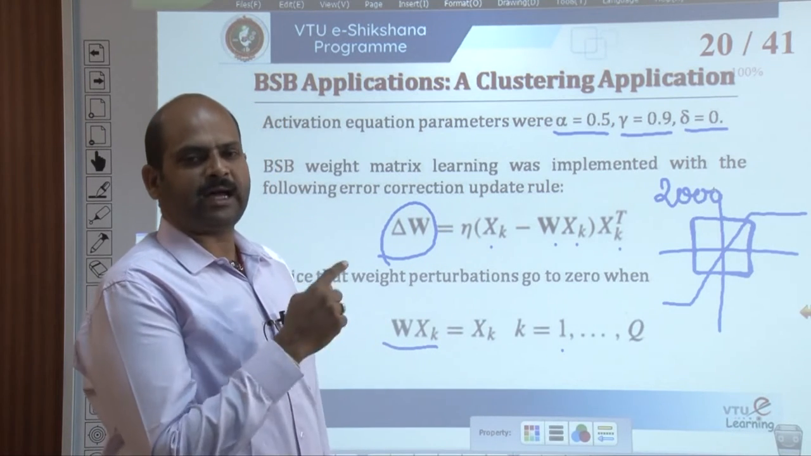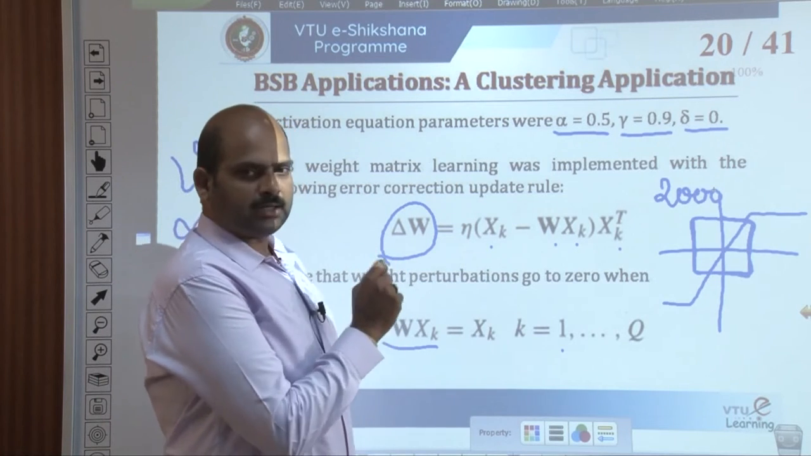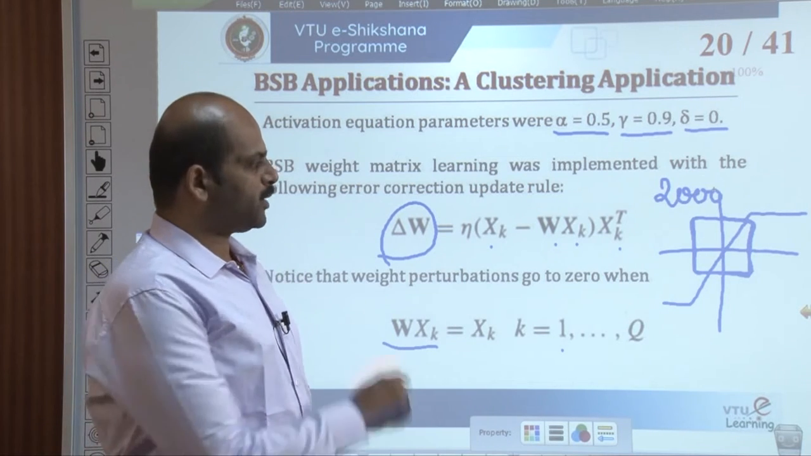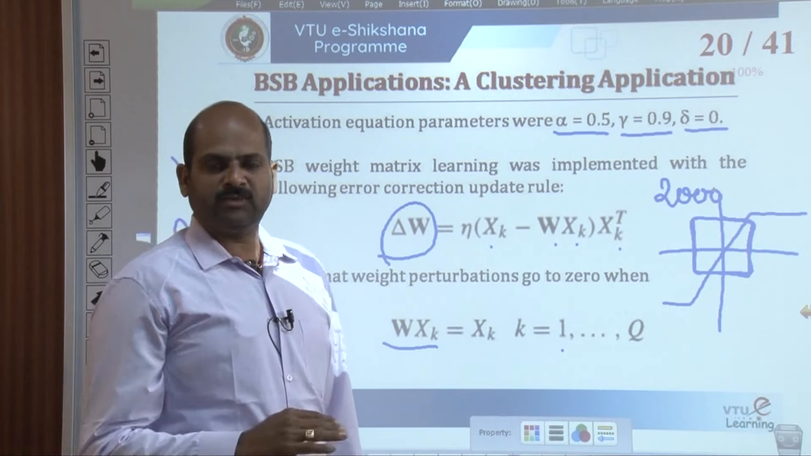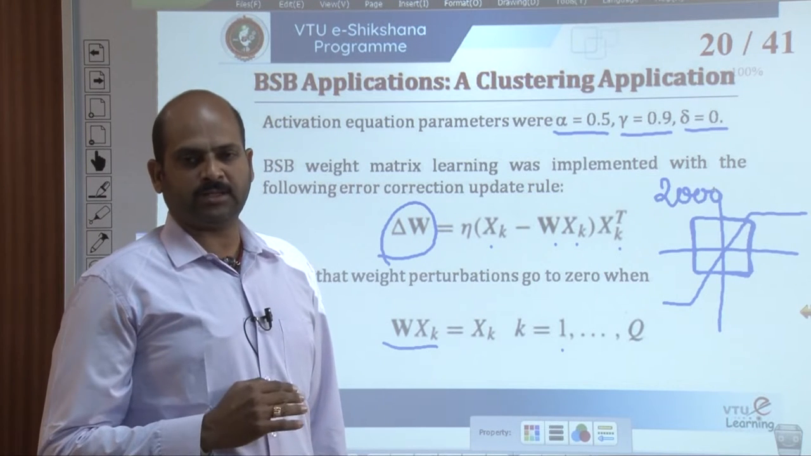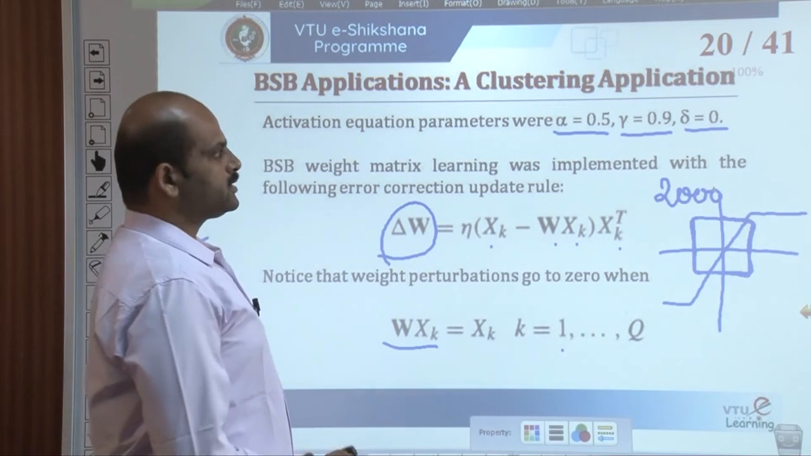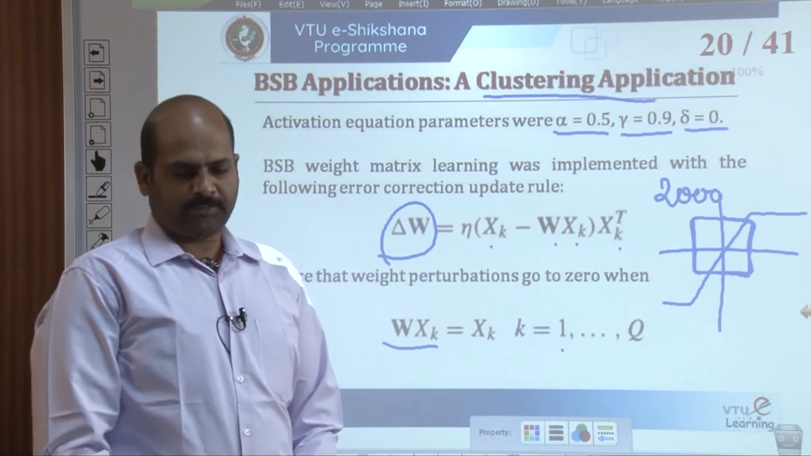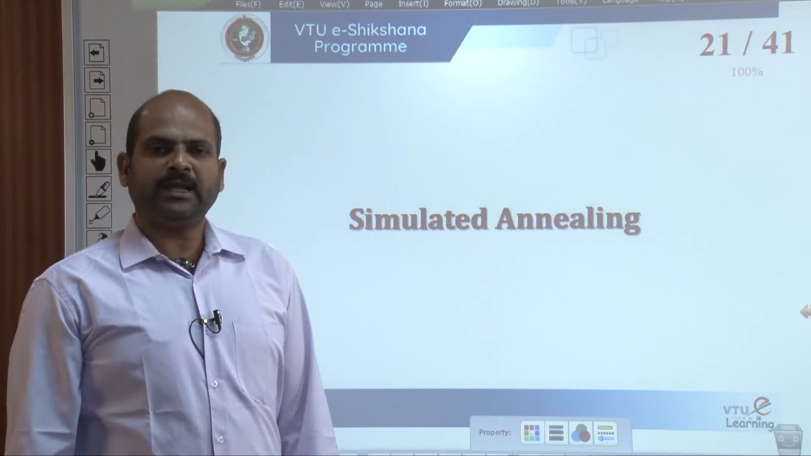So, in such a way, what happened? These attractors get represented with their specific radar signal emitters. With all this training information, the network forms 10 stable attractors in this particular hypercube. In such a way, the BSB model was able to distinguish the source of the emitter pulses. So this BSB is established and trained to do this particular application. In such a way, this clustering application is formulated in this brain state in a box neural network. Let me see the next topic, which is called simulated annealing.